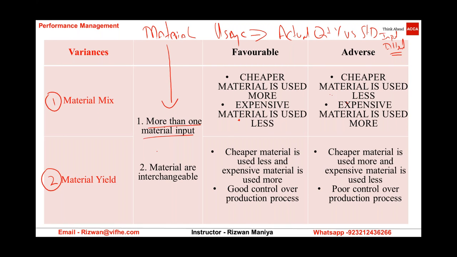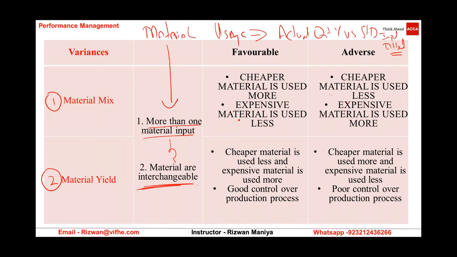For example, you are producing a cake. In a cake, you require eggs, sugar, and flour. These are different ingredients that you use in producing a cake. So when more than one material input is used, but this is not the only condition that one needs to satisfy. Along with this, another very important condition is that the materials should be interchangeable.